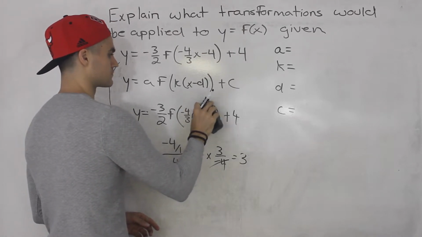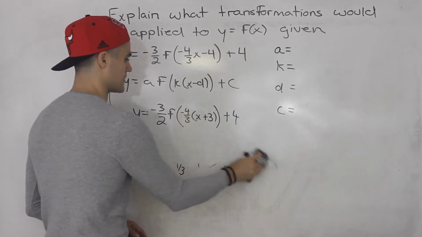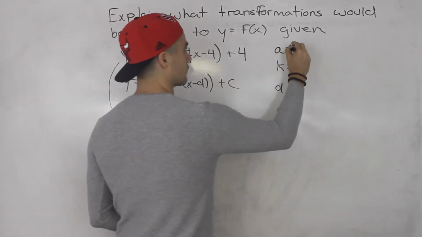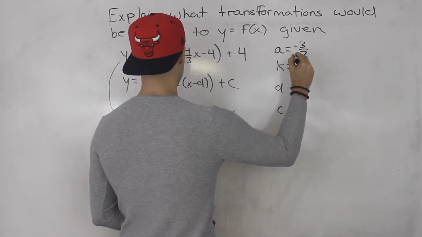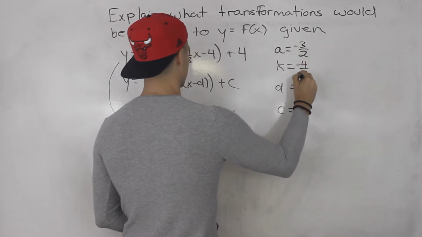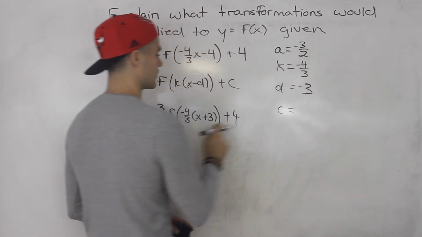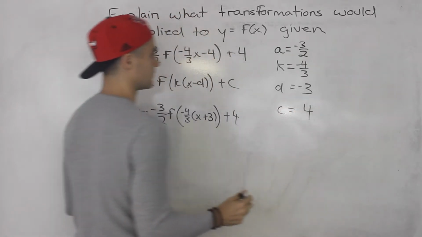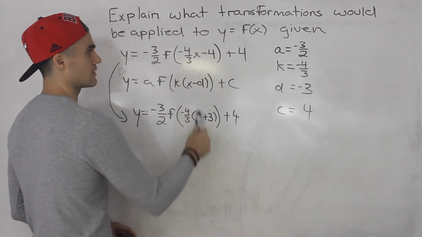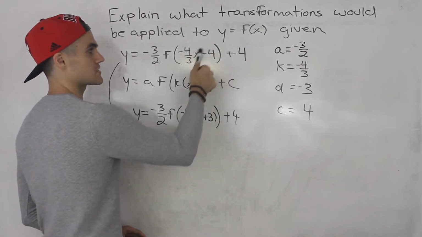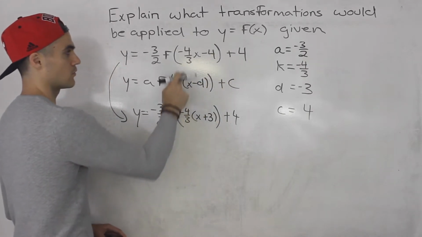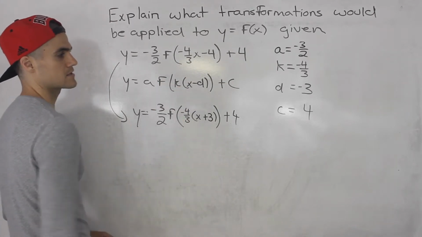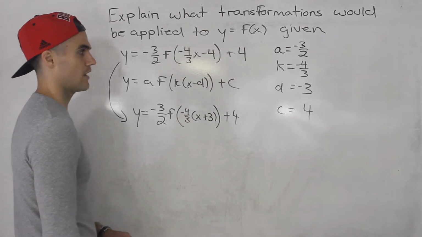So now, notice that it's easy to get all the transformation values. So the a value is negative 3 over 2. K value is negative 4 over 3. D value is negative 3, right? You always switch the sign. And then the c value is positive 4. So notice that the d value is negative 3. It's not positive 4. So a lot of times students will say the d value is positive 4 without factoring out that negative 4 over 3. But you have to factor it out. The x value has to be by itself, right? So just be careful with that.